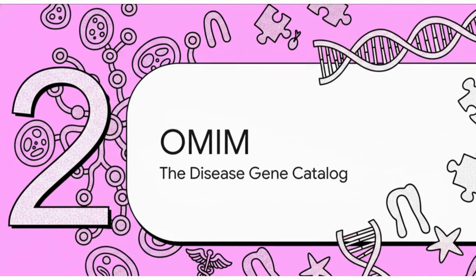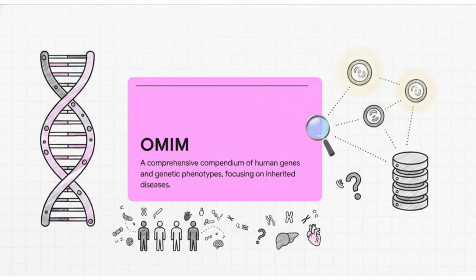Okay, so from the cell's general pathways, let's zoom in on human health with our next tool, OMIM, which is pretty much the definitive catalog for genetic disorders. OMIM, which is short for Online Mendelian Inheritance in Man, is your absolute go-to resource when you've found a gene and you need to figure out its clinical significance. It's this huge comprehensive database that documents the relationships between our genes and inherited diseases.